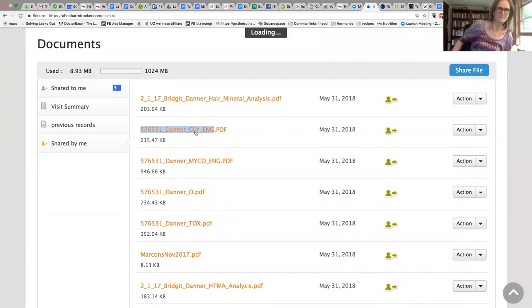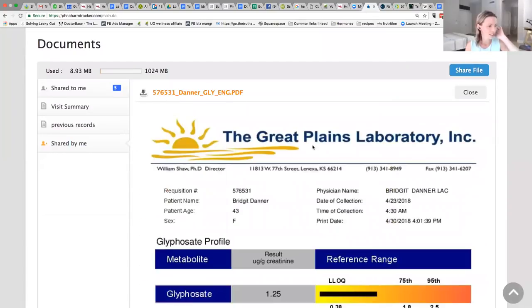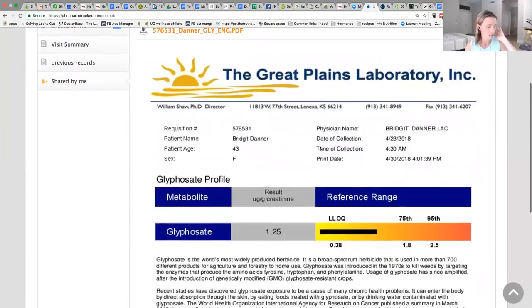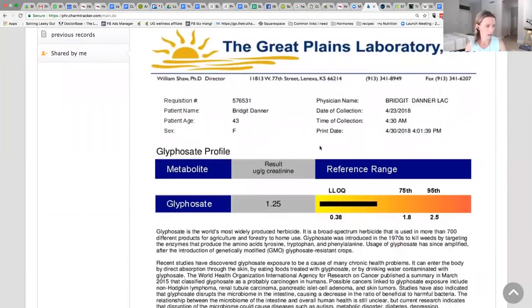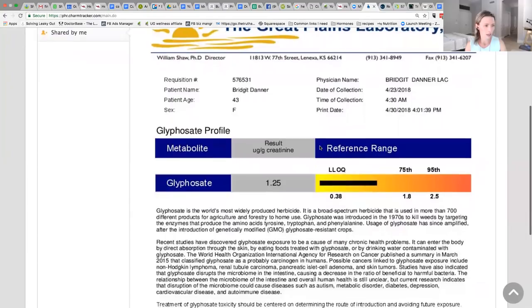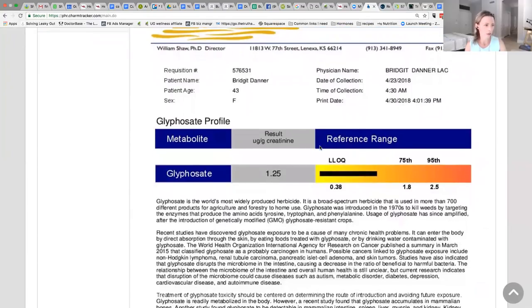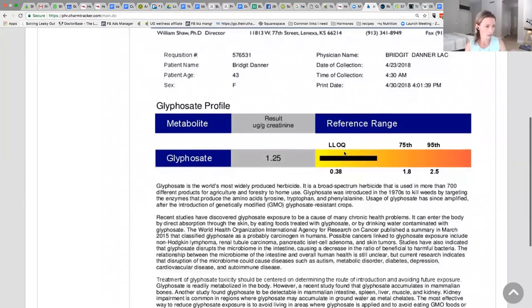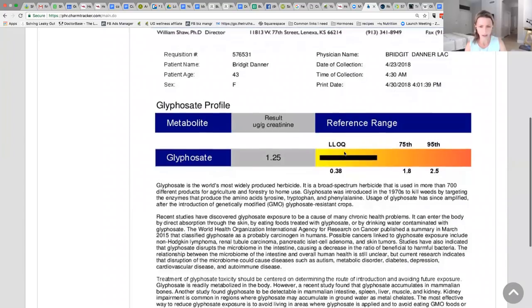I'll look at this next one briefly. This is a glyphosate test. Glyphosate is an ingredient in Roundup. I eat a lot of organic food and I don't eat out a lot, and my results were still fairly high on glyphosate. I would say, what do you think that is, like 60th percentile, Anne? Mm-hmm.